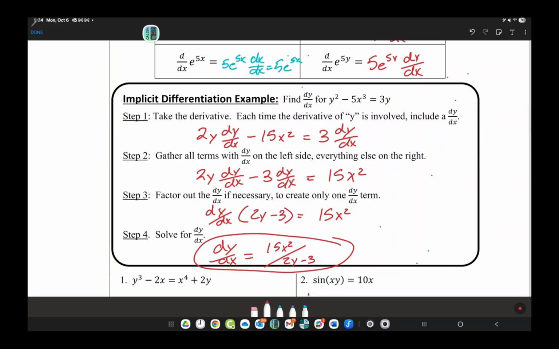Okay. So again, the big thing you have to take away is anytime you do a derivative of a variable according to a different variable, so in this case, anytime you do a derivative of y according to x, you have to include dy dx.